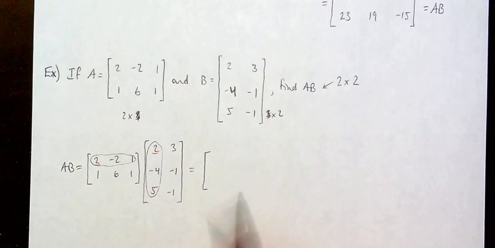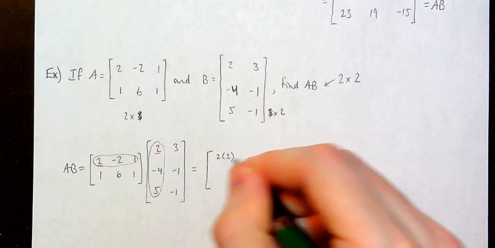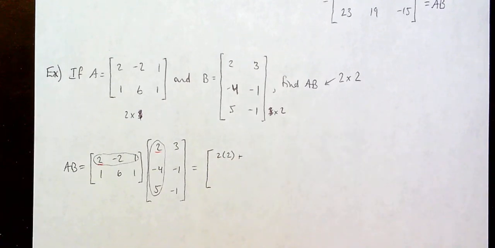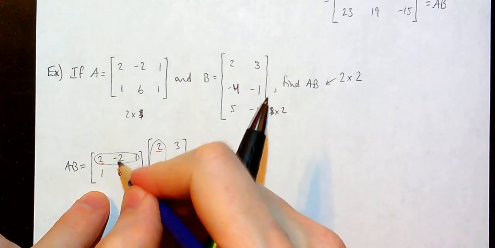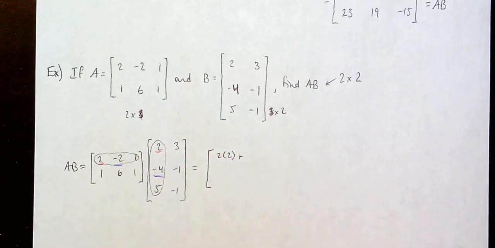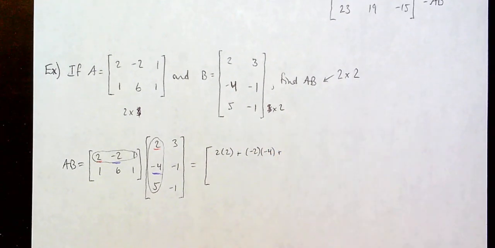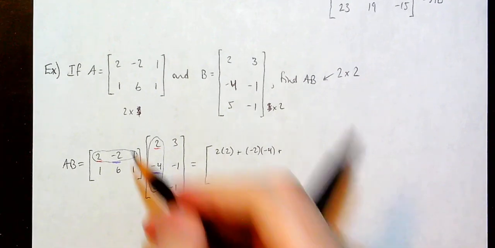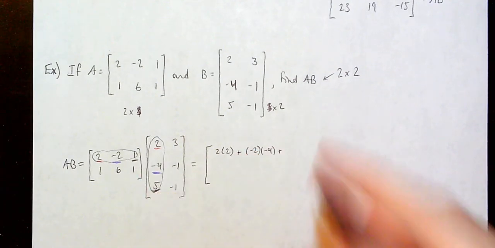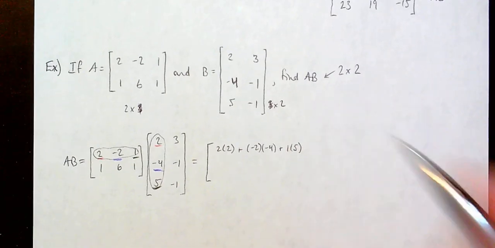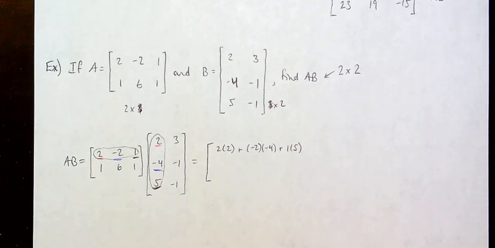2 times the 2. Then we're going to add the product of the seconds. -2 times -4. And then we're going to add the product of the thirds. 1 times 5. So here we have another product and then another thing that we're adding in here. This will vary based on what are the size of your matrices and all that good stuff.